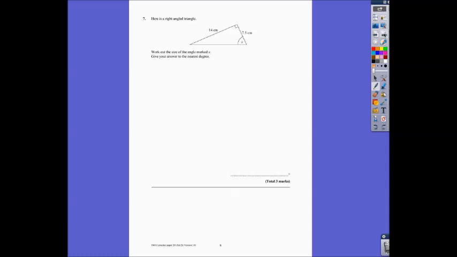Question 7. It's a right angled triangle. Work out the size of the angle marked x. Well, we've got a right angled triangle, so it's either Pythagoras or trigonometry. And because we've got an angle, it must be trigonometry. So we're going to be using SOHCAHTOA. Now, this one is the opposite, and this one is the adjacent, because this is the hypotenuse that's across from the right angle. So we're going to be using tan.